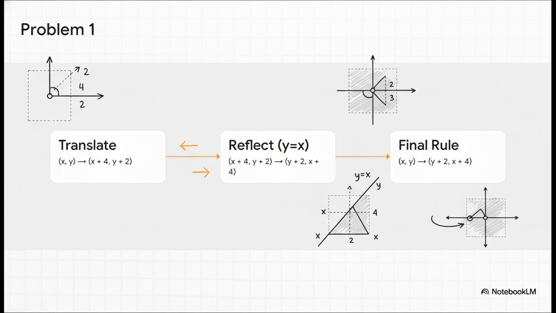Got it. Now for the magic part. We apply the second rule, the reflection over y = x, to that result. The reflection rule is easy, it just swaps the coordinates. So the entire y + 2 piece becomes our new x, and the entire x + 4 becomes our new y. And boom, there it is, our final rule.